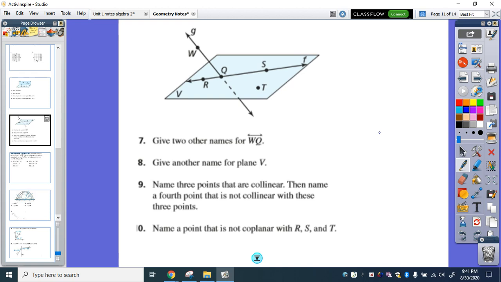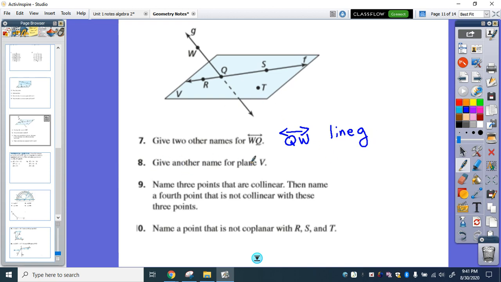All right, so let's go into this. If we're going to name another name for line WQ, they said give 2 other names. Well, the first and easiest name is for us simply to write it backwards as line QW. But the other way that we can talk about this line is using the letter at the end, so we can call this line G.